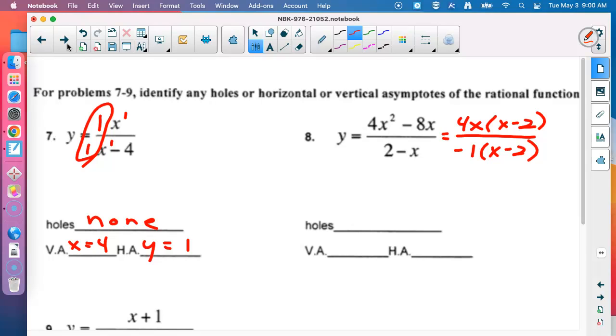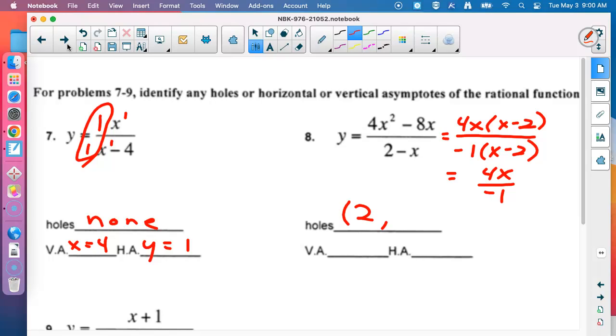Now we had to do that so we can answer these questions correctly. Does this have any holes? It sure does. And what number would make that a 0 in that hole? All right, so here's our job. Not only are we going to put 2, we're going to figure out 2 what for our hole. So to do that, we have to actually cancel out the x minus 2's and get the new formula if it was canceled, and then use that new formula.